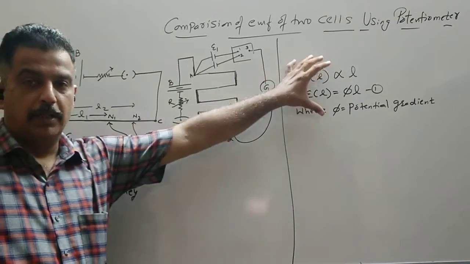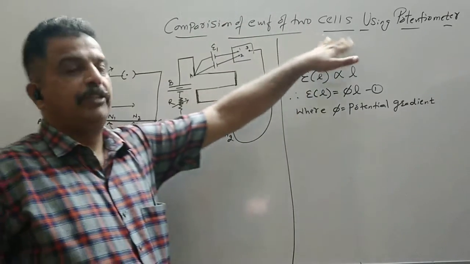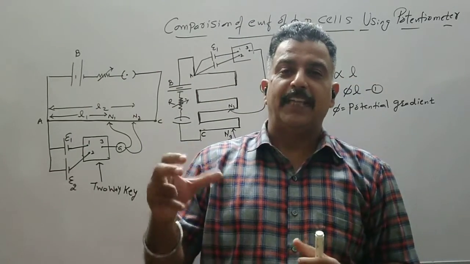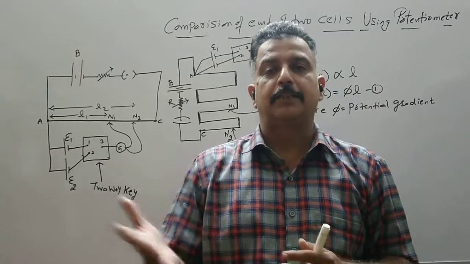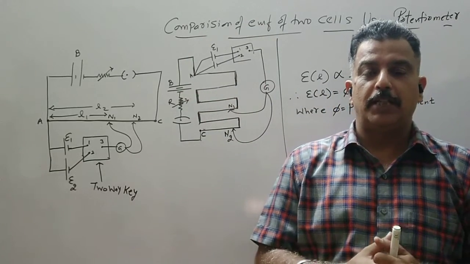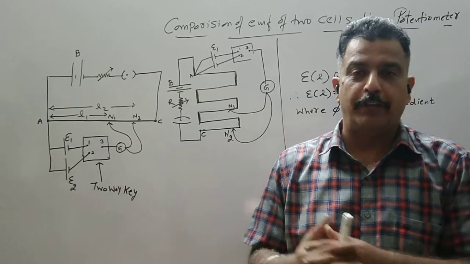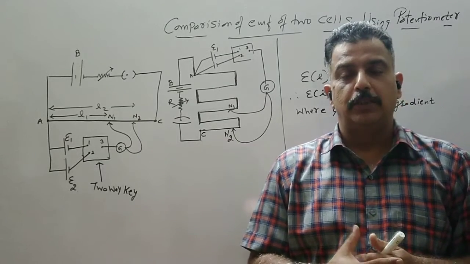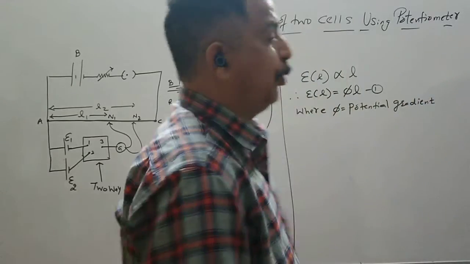This was the principle. Now we will use the same principle to compare the EMF of the two cells. So if we have two cells, one cell will be a standard cell, meaning its value will be known to us, and the other cell will be of unknown value. So I can compare which of these two cells has a larger value. Or if the EMF of one cell is known, then the EMF of the other cell can be easily found with the help of this potentiometer.